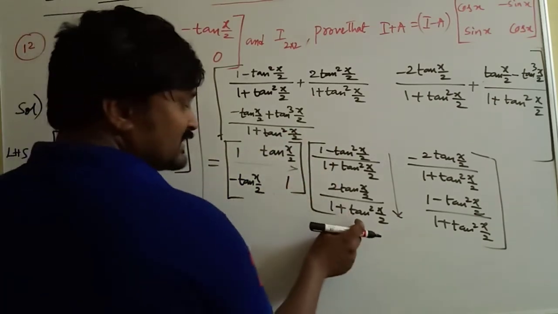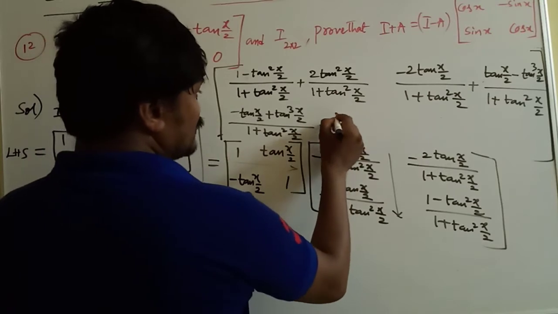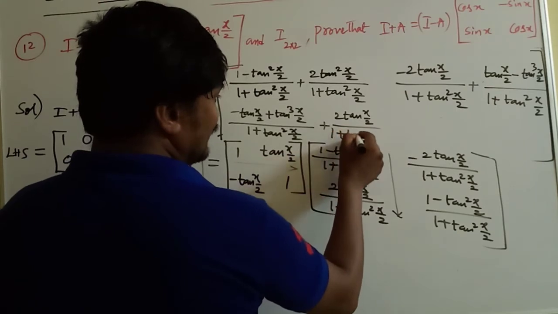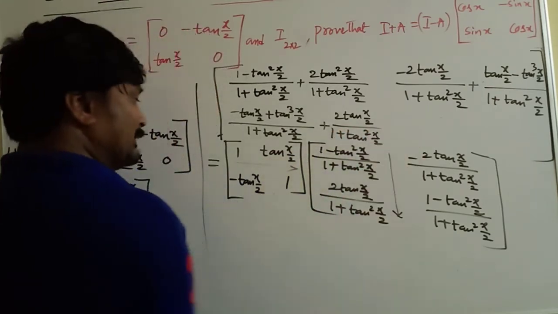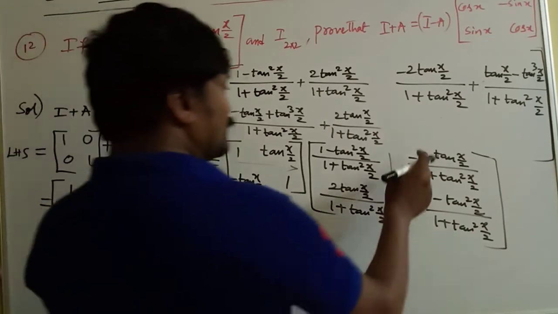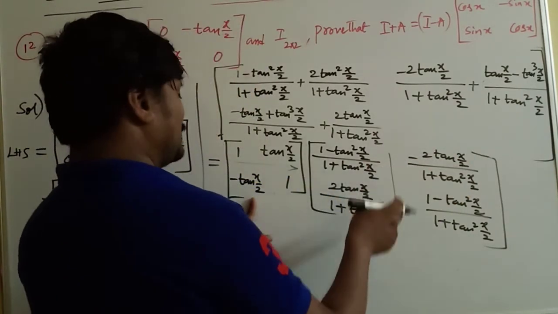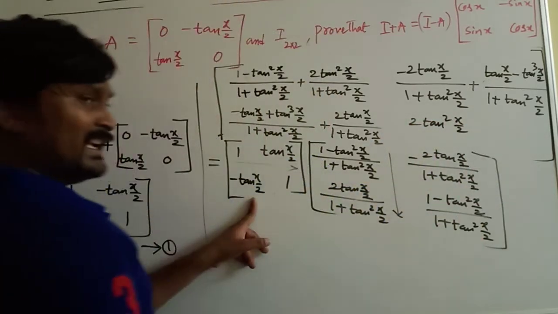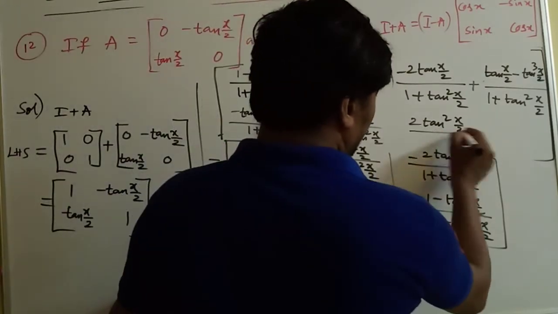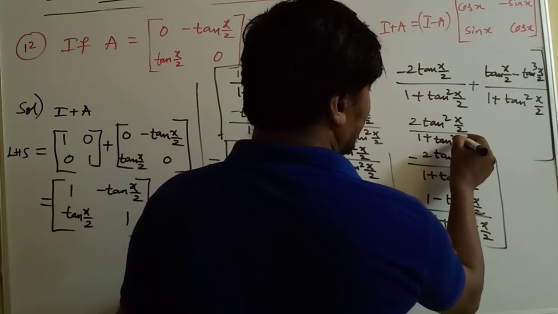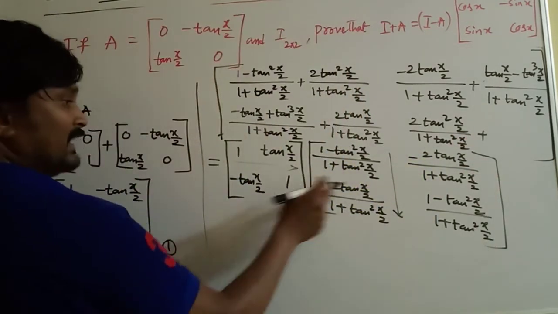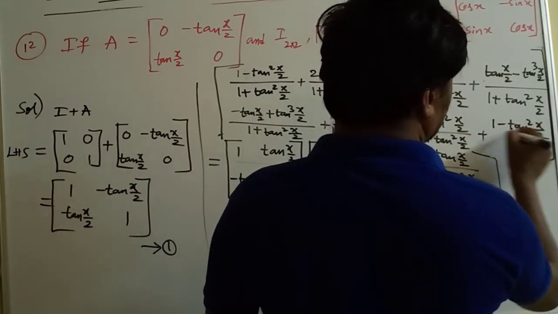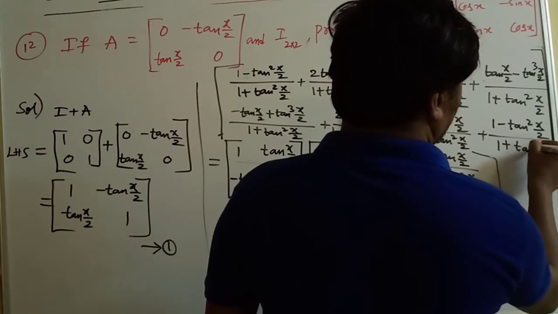Next, 1 into this means as it is, that you can write plus 2 tan x upon 2 upon 1 plus tan square x upon 2. Same method next one. Minus tan x upon 2 minus 2 tan x upon 2. Minus into minus plus 2 tan square x upon 2. Right. So upon 1 plus tan square x upon 2 plus, now 1 into this means as it is, right, plus 1 minus tan square x upon 2, 1 plus tan square x upon 2.